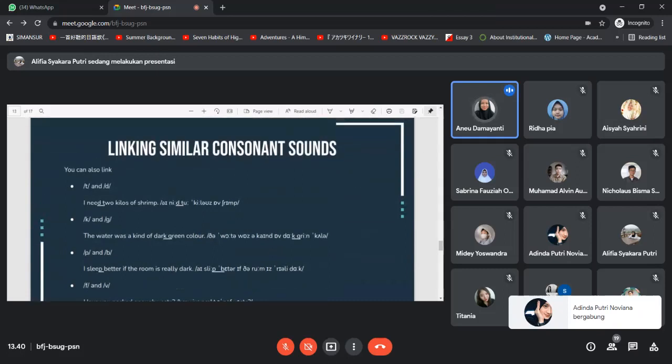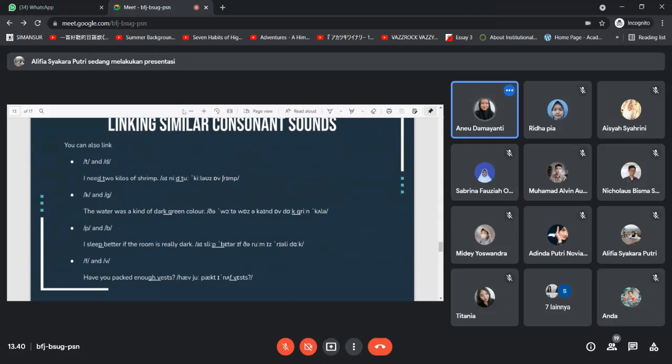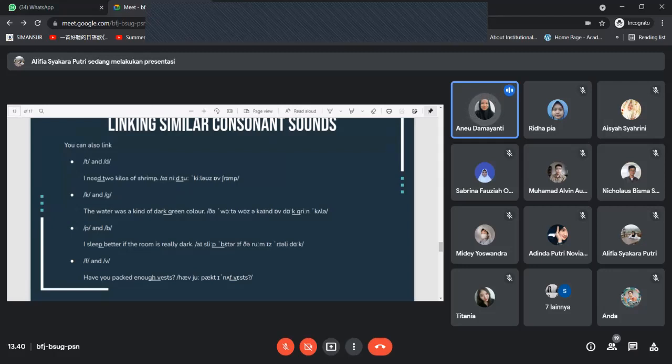Ini masih linking similar sound. You can also link t and d, like I need 2 kilos of shrimp. K and g. The water was a kind of dark green color. P and b. I sleep better if the room is really dark. F and v. Have you packed in a vest? Jadi kan ini ada t dan d, ke dan g, p dan b, f dan v.